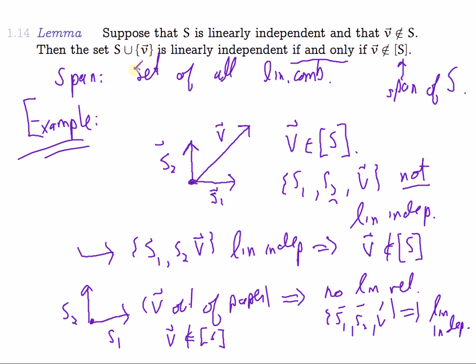So another way of summarizing this is that if I have a set of vectors and I want to essentially add to the span, I need to add a vector that's not already in the span. And on the other hand, if I add a vector that's already in the span, I won't add to the span of the result. Okay.